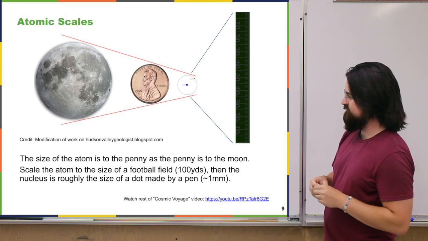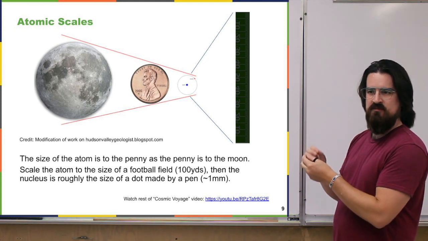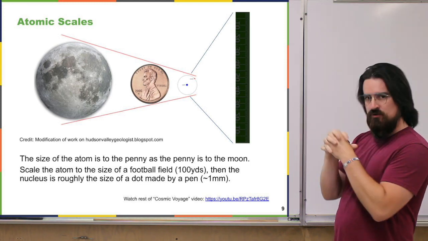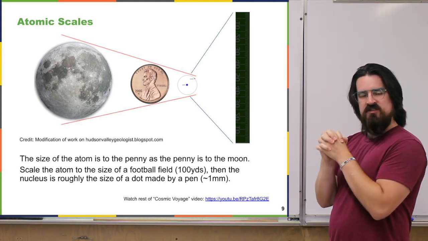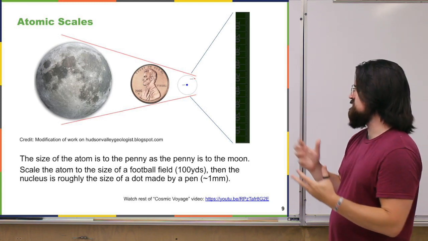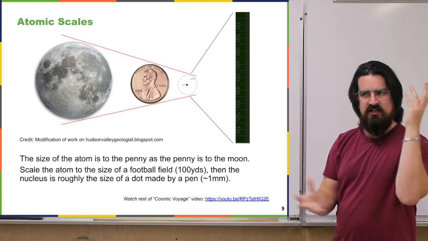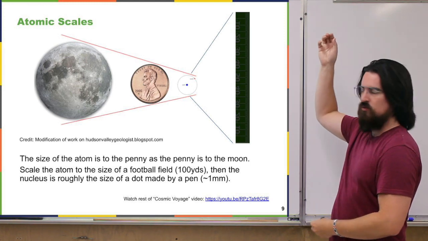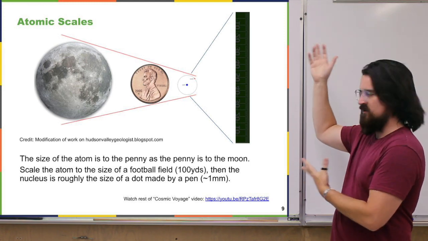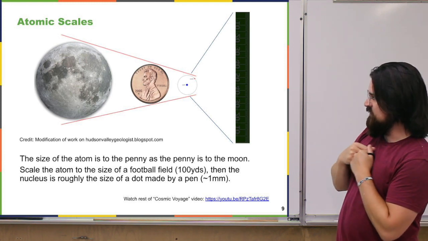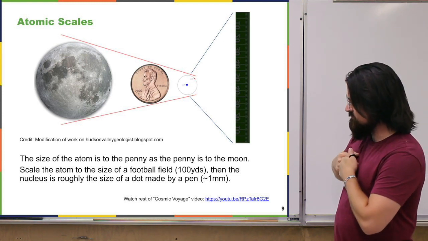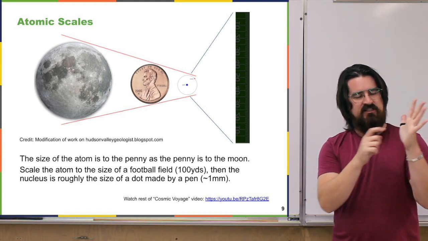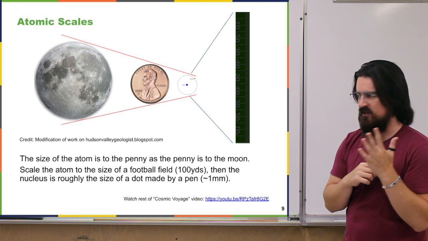Extremely tiny little thing. And sort of like we do with the solar system, to get an idea of the scale within the atom, it turns out that the nucleus of the atom is incredibly small compared to the whole atom overall. Most of the size of the atom is just the orbit of the electron. But if you were to take an atom and blow it up to the size of a football field, again, 100 yards, then the nucleus of the atom is about the size of a dot of a pen. A tiny little thing compared to the whole size of the atom.